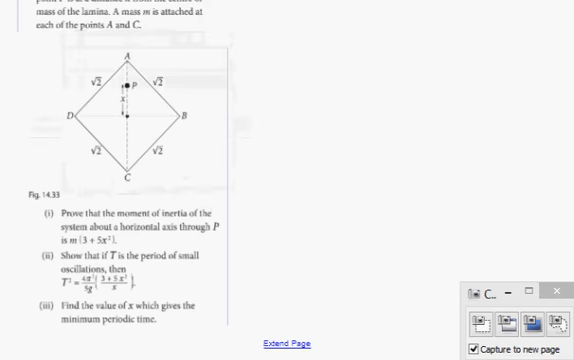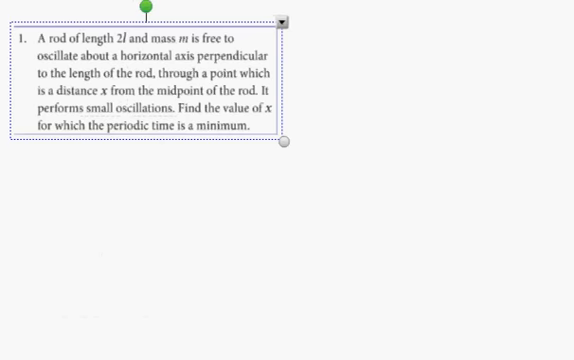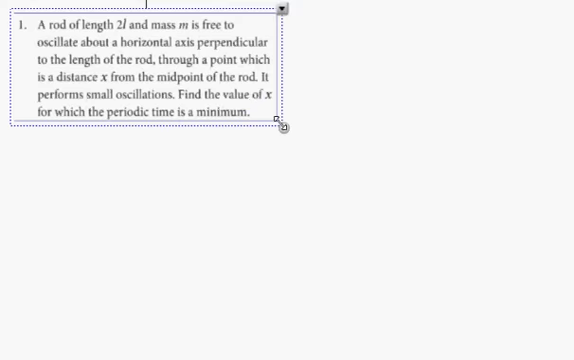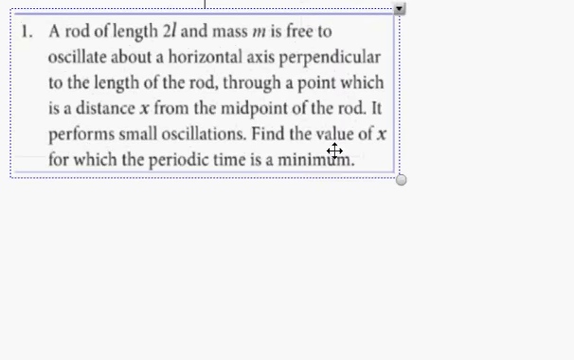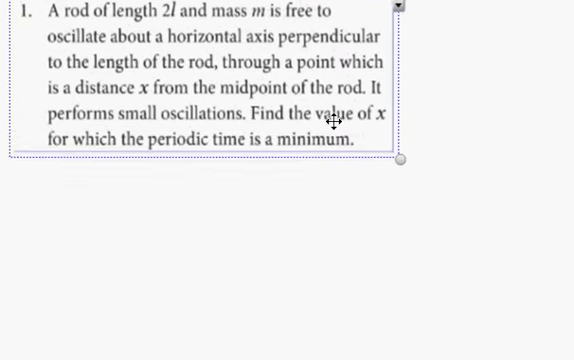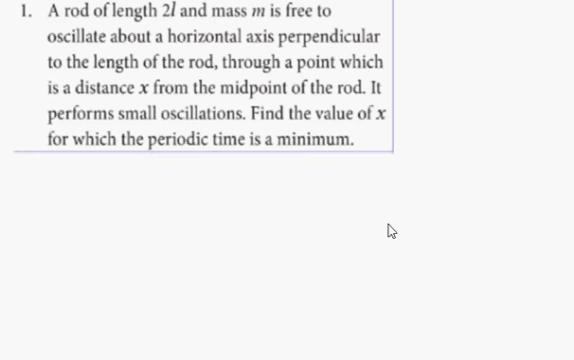This is 14E, last exercise. Okay, so we're going to start off with question 1. A rod of length 2L and mass M is free to oscillate about a horizontal axis perpendicular to the length of the rod. Through a point which is distance x from the midpoint of the rod, it performs small oscillations. Find the value for which the periodic time is a minimum.